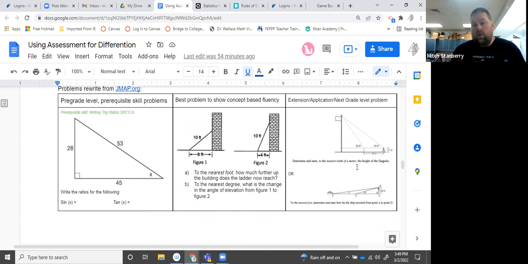This is a pretty rigorous, challenging trig problem over here on level 4. But again, it depends for me on what classes I'm teaching. If I had a class with really high and really low, I think this is a really equitable test. If I had a class full of students that really struggled and were all pre-grade level, this would probably be my box all the way on the right. And I would ask questions like, which side is the hypotenuse?